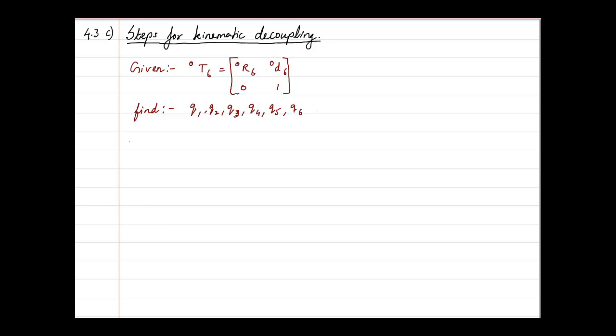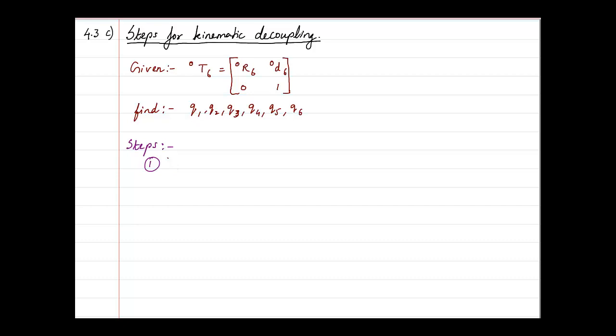So what are the steps? The steps that we follow: first step is that we look at the arm and, using DH convention and link parameter table, find out 0T3.